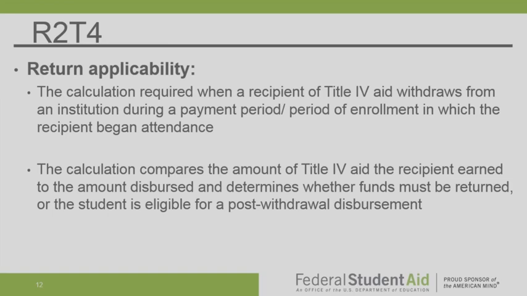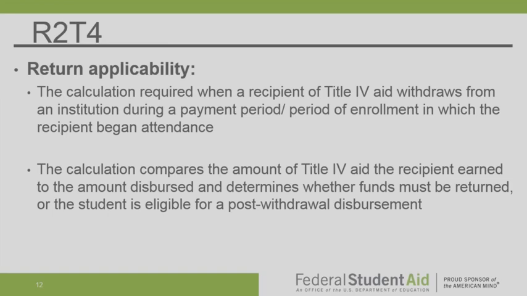Let's begin by defining what is an R2T4. If I could have your attention to the slide. R2T4 is the calculation required when a recipient of Title IV aid withdraws from an institution during a payment period or period of enrollment in which the recipient began attendance. Keywords: began attendance and withdraws.